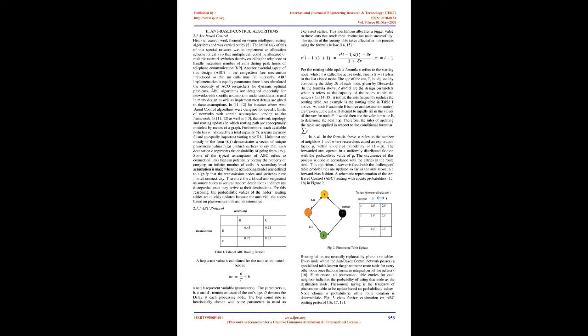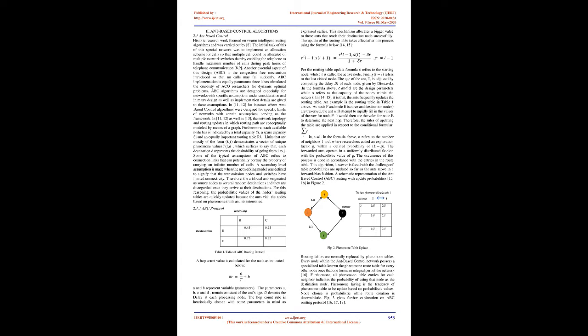Per the routing table update formula, the first symbol refers to the starting node, whilst the second is called the active node. Finally, the last refers to the last visited node. The age of the ANT, T, is adjusted by computing the delay of each node, given by D equals C.ED.S in the formula above. These are the design parameters, whilst S refers to the capacity of the nodes within the network.